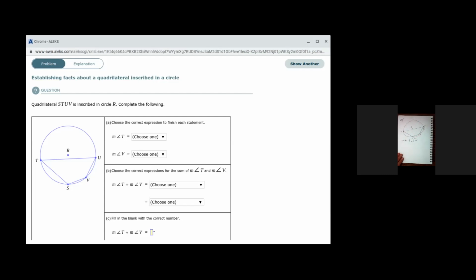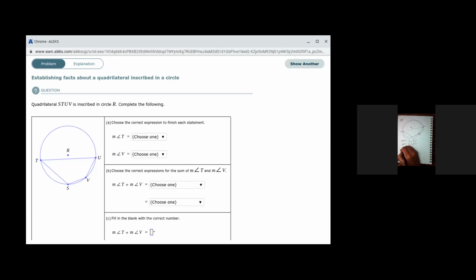And the measure of angle V is also an inscribed angle because all of its vertices are on the circle. The measure of angle V is going to be half of the arc it subtends, which is this guy. So the measure of angle V is 1/2 the measure of arc STU. All right, so what do we know about adding these two things together?